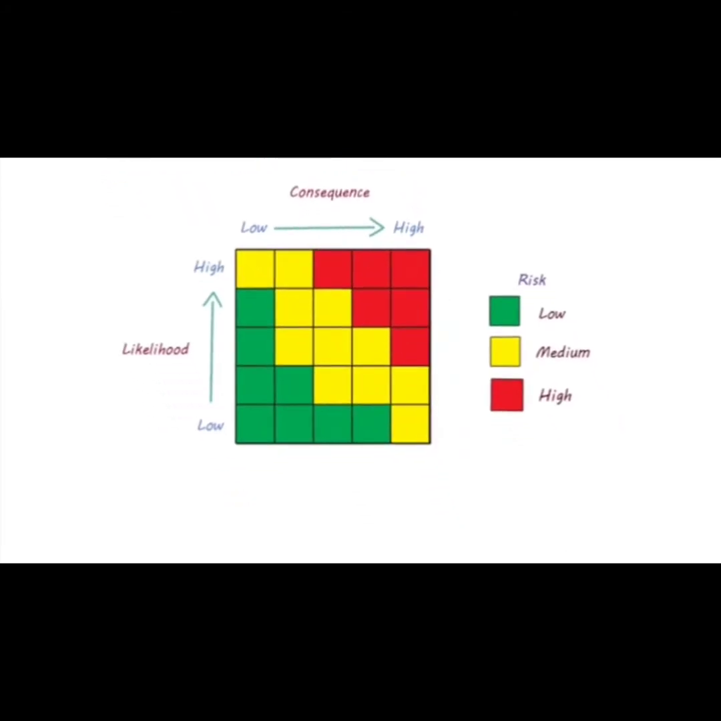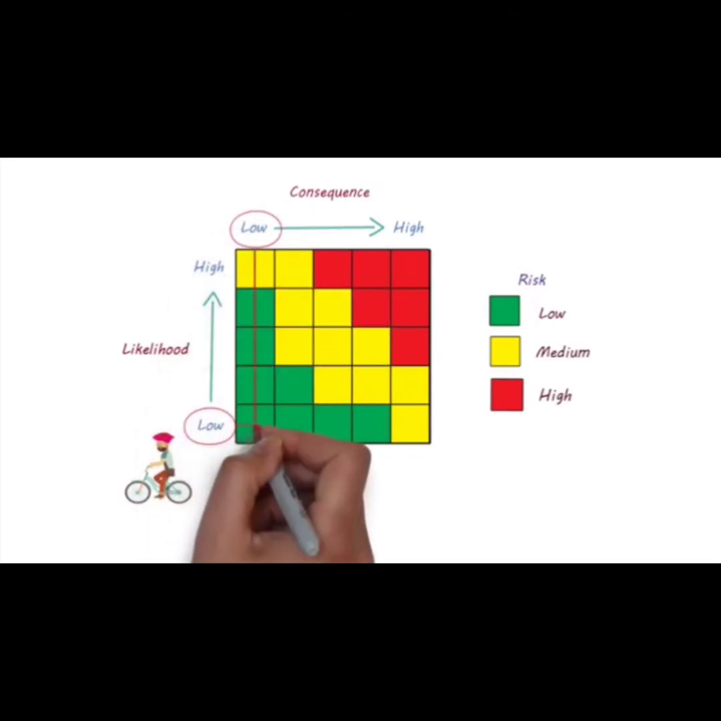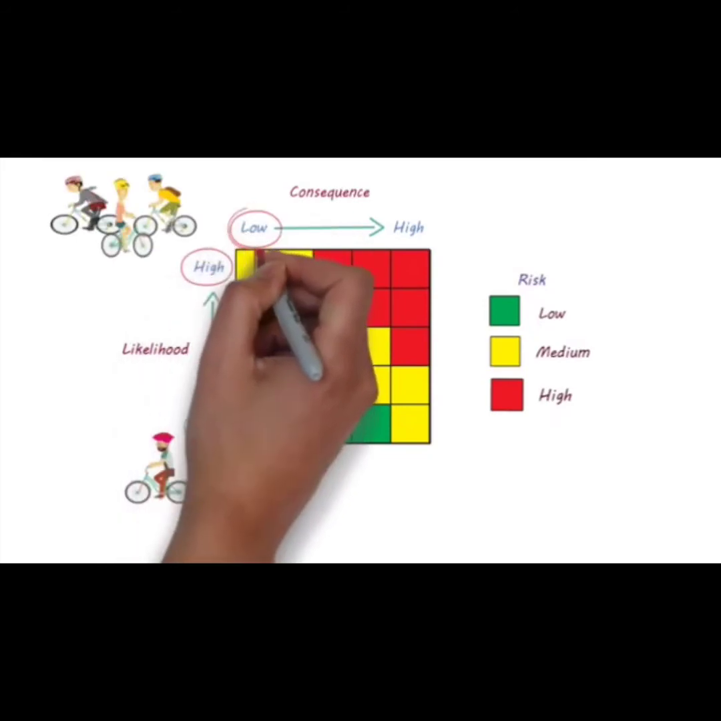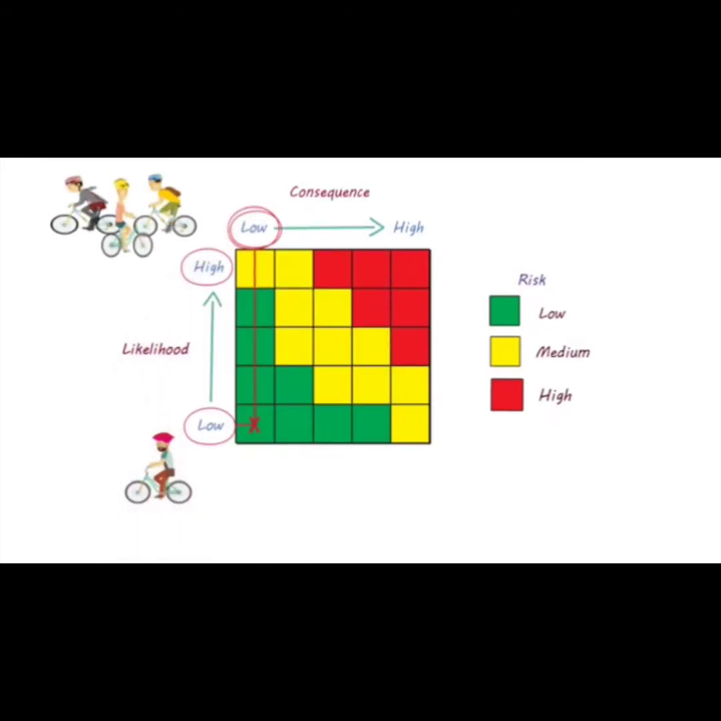In the scenario in which there are bikes traveling very infrequently, the likelihood is low and the consequence is low. Therefore, the overall risk is low. When there are more bikes, the likelihood is high, but the consequence is still low, and therefore the overall risk is medium. Let's consider the truck now.